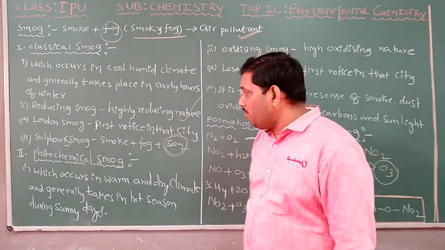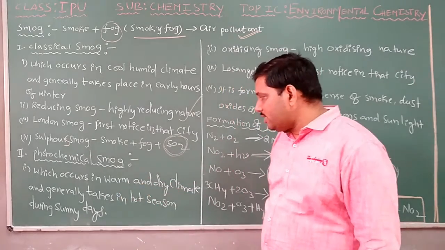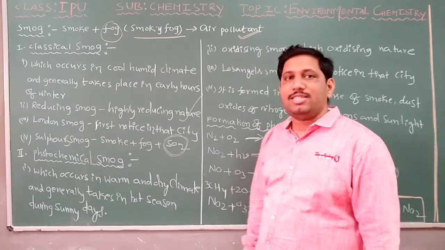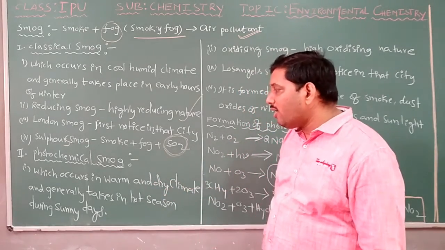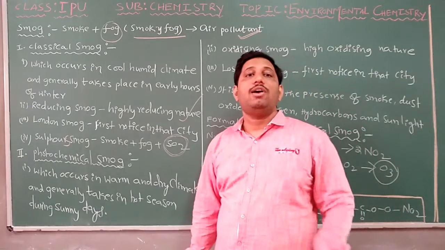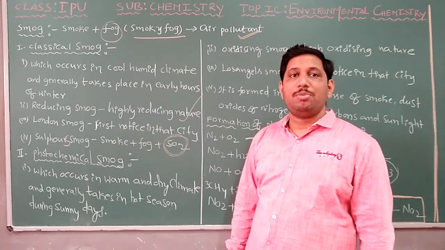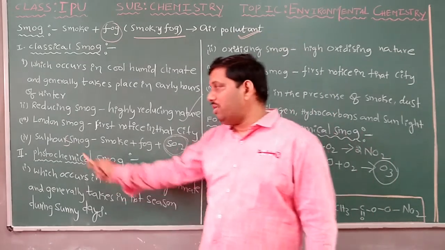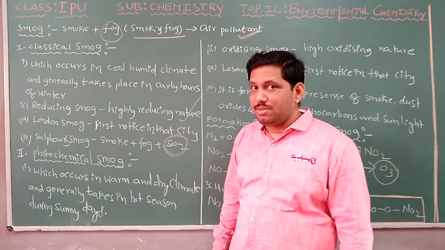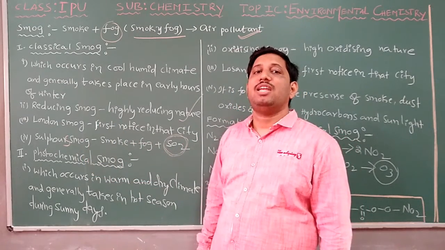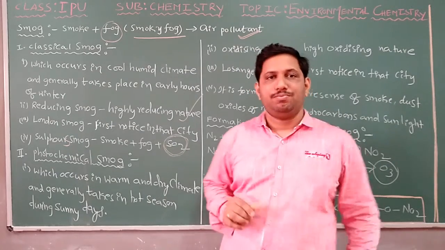Next, students, photochemical smog. First, it occurs in a warm and dry climate, and generally takes place in the hot season during sunny days. Here photo means sunlight. Therefore, in the presence of sunlight, that is in summer season, on sunny days, this photochemical smog takes place.